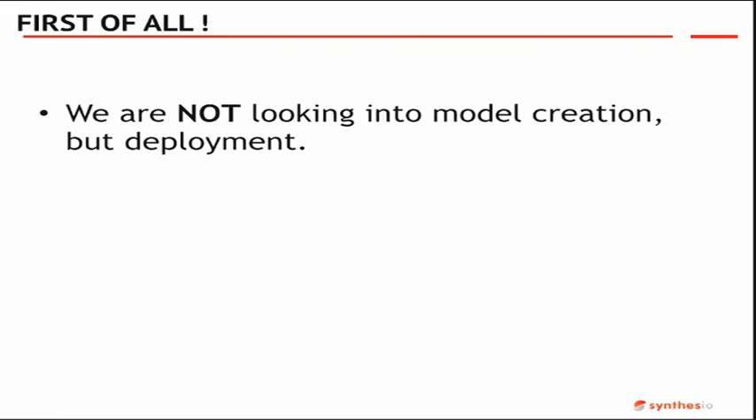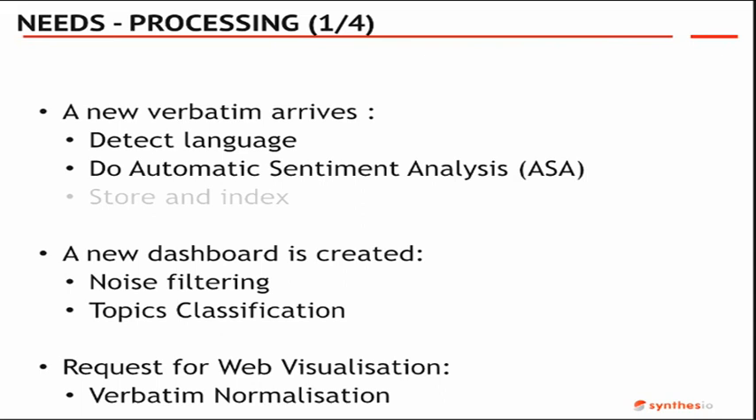So what do we need for our processing? First of all, a new verbatim arrives, so we need to process it right away. The first thing is to detect the language. Was this written in German, in English, in Spanish, in Japanese, whatever. Once we have that, we are going to do something which is basically the same for everybody, so sentiment analysis.